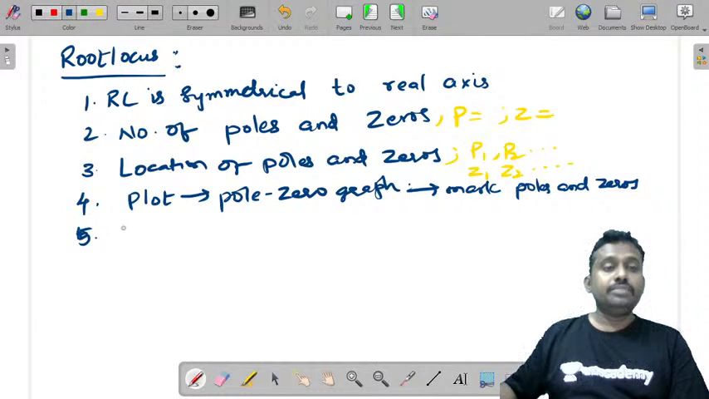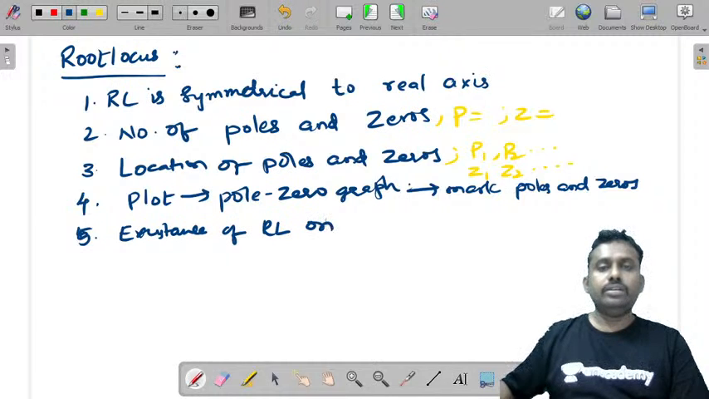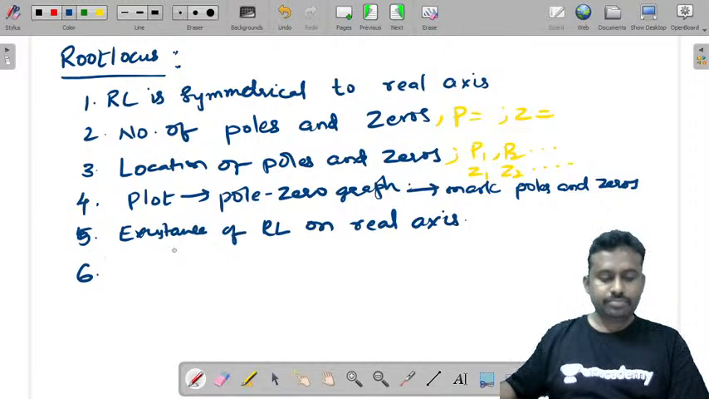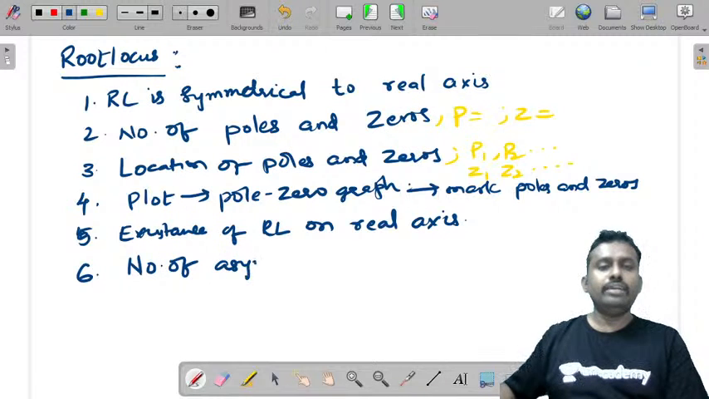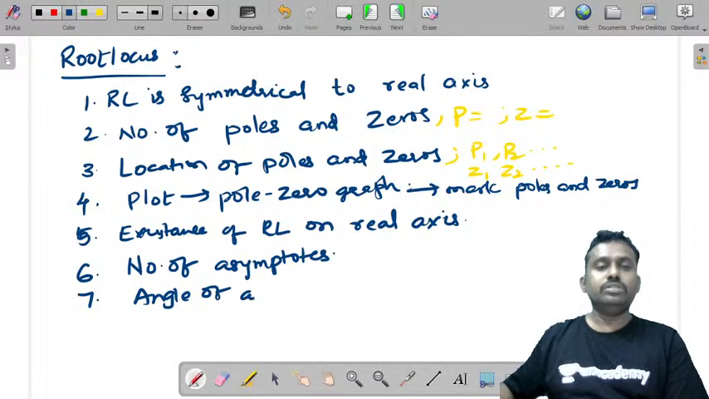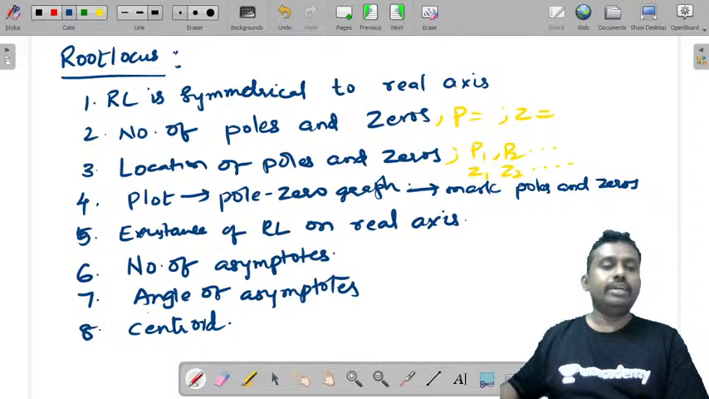And we will look for the existence of root locus on the real axis. Where does the root locus exist on the real axis? And we shall see the number of asymptotes that are required, and then we'll find the angle of asymptotes. I'll write all the expressions, and we also found yesterday what a centroid is.